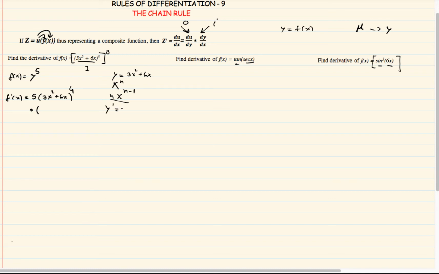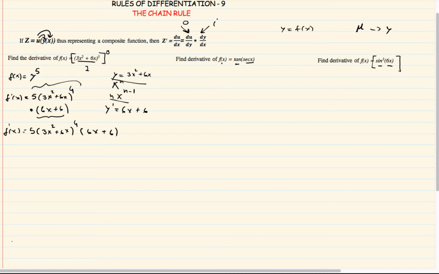You can write here y dash is equal to 4x plus 6, the derivative of this. So into 4x plus 6. So derivative of the outer function into derivative of the inner function. So this is 5 into 2x squared plus 6x raised to 4 into 4x plus 6, and it's done.